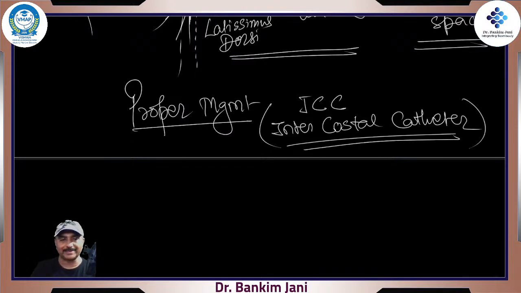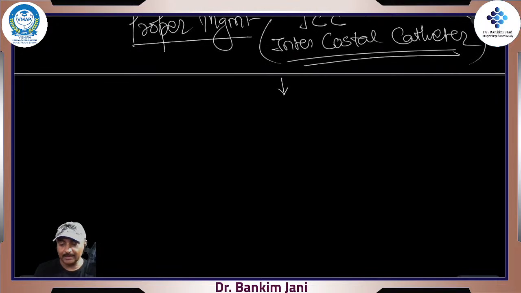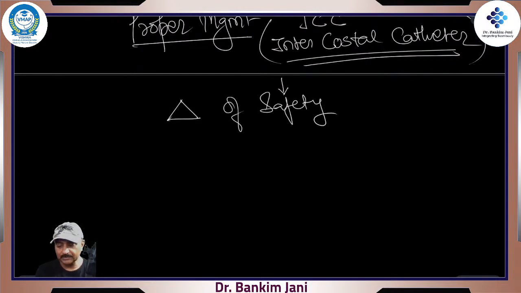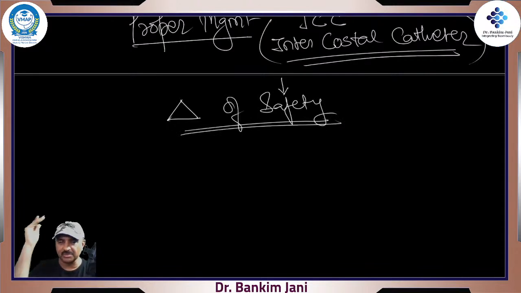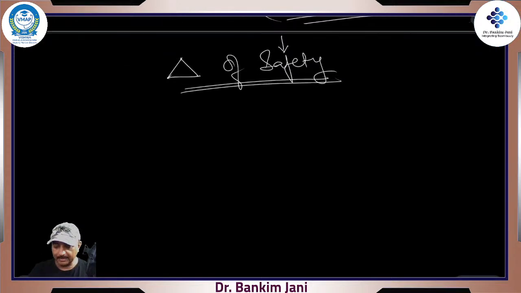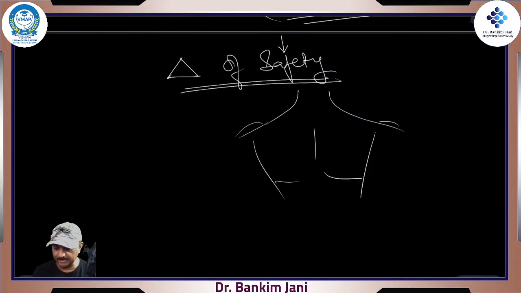Where will you put this catheter? This catheter should be put at the triangle of safety. What is this triangle of safety? Coming back to the same concept. Think that here is our patient, and that's the deltoid. Over here, this one would be his pectoralis major.